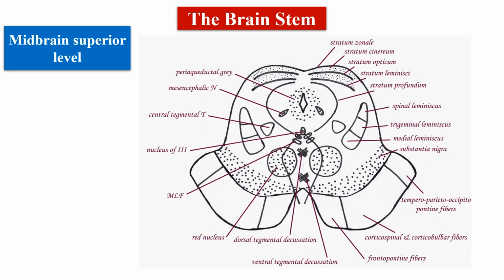Again, what about midbrain superior level? Here we can notice that the red nucleus is present on both sides, two red nuclei, one on the right side and one on the left side. It is a large nucleus present just behind the crus cerebri. The presence of this structure, the red nucleus, is very characteristic of the superior level of the midbrain.